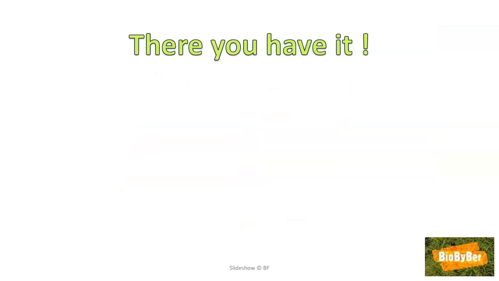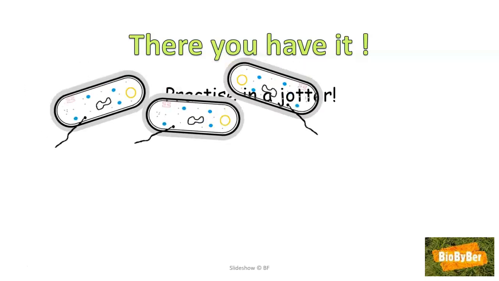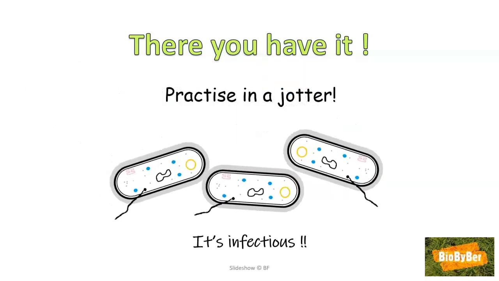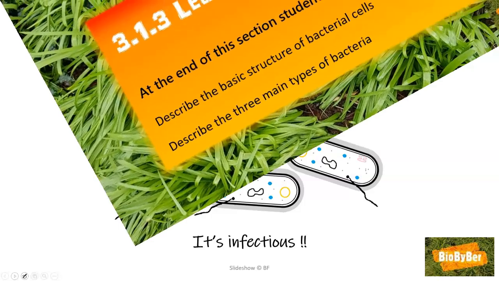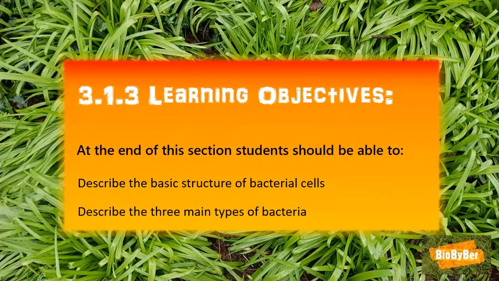And there you have it. Practice in a jotter. Now that we have reached the end of our lesson, have we achieved our objective? Can you describe the basic structure of bacterial cells and describe the three main types of bacteria?